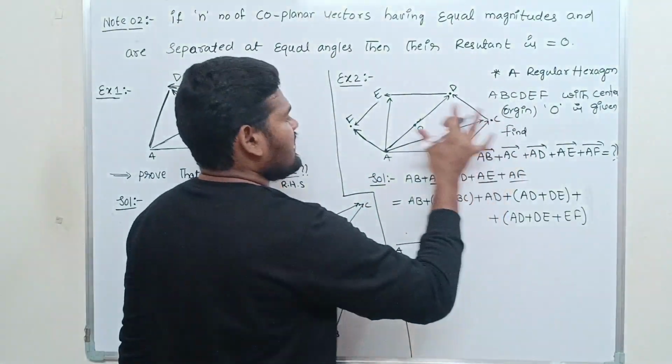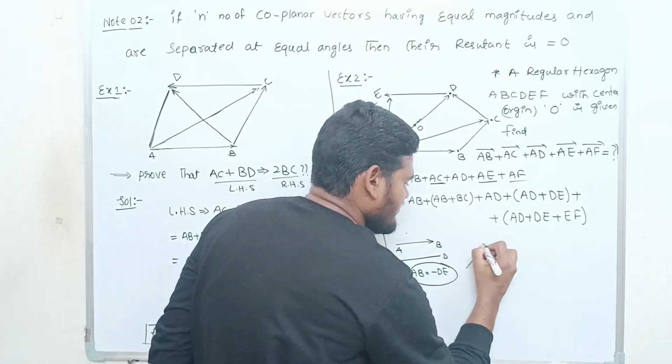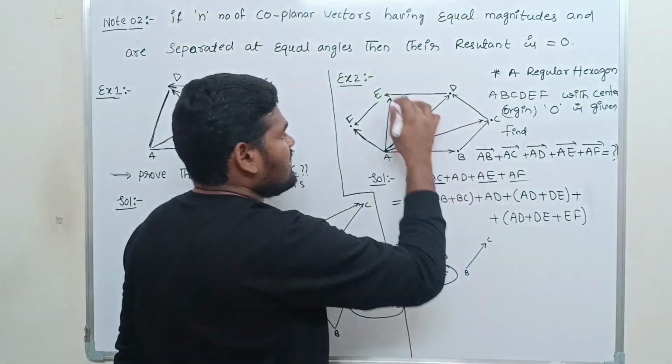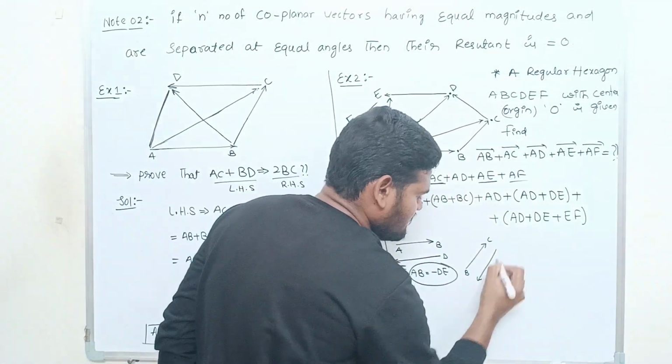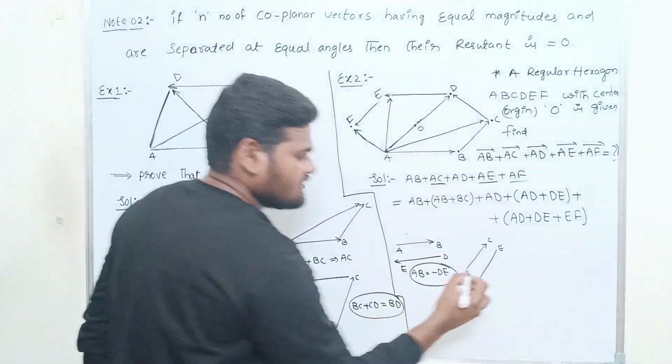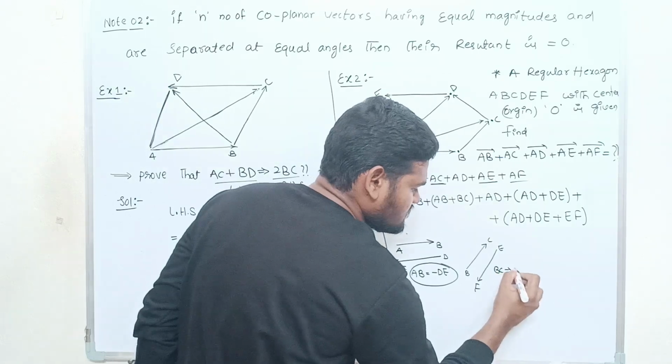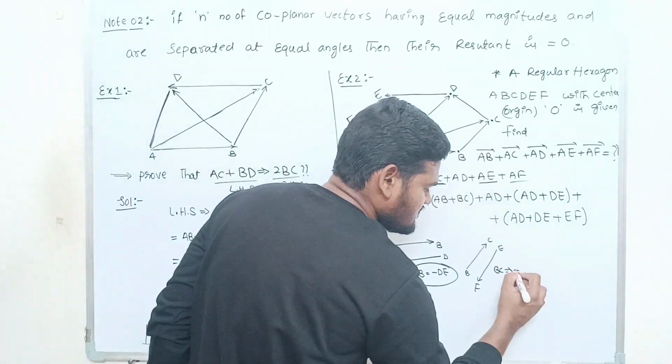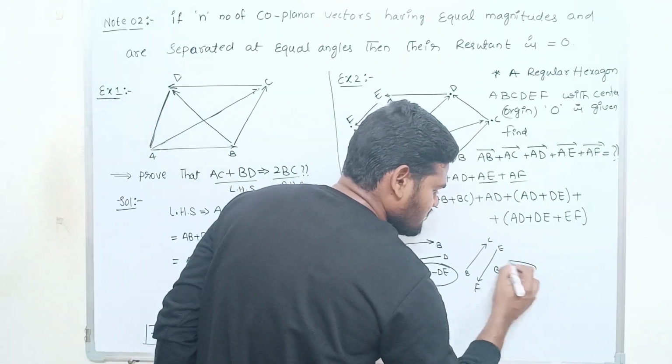And BC and EF, have a look. This is the direction of BC and this is the direction of EF. They have the same magnitude and are in opposite directions. Then we can write BC is equal to minus EF.